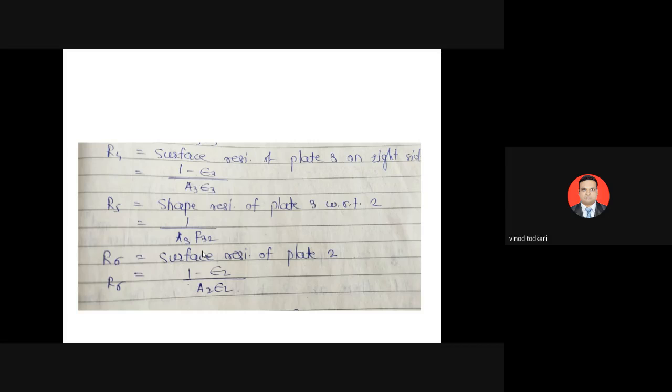So even if you don't know the concept, even if you have not attended the last lecture on view factor or shape factor, still you can manage this. Right? Okay. What is the last resistance? R6, surface resistance of plate 2. It is given by which formula? 1 minus emissivity upon area into emissivity. The plate number is 2. So what will be the formula? 1 minus epsilon 2 upon A2 epsilon 2. I believe that it is clear to you.